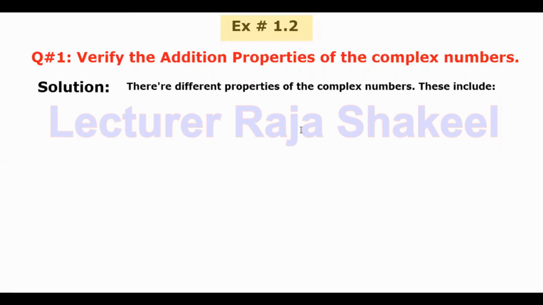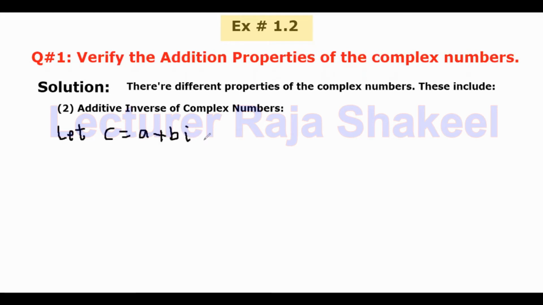Now we have to look at the other property, the additive inverse of complex numbers. Let us consider a complex number C as a plus b iota, or you may also write it in the form of a pair inside brackets as a comma b. So a comma b means a plus b iota.